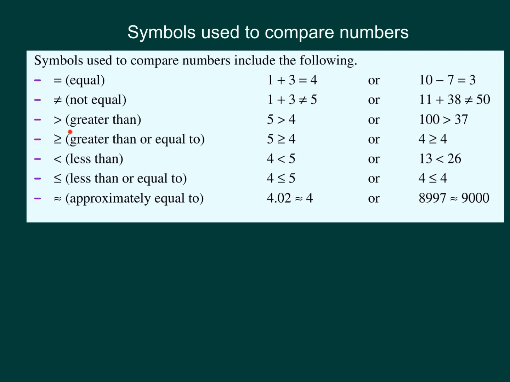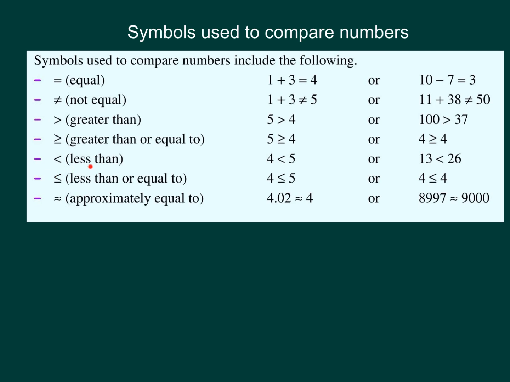This is the greater than sign. So 5 is greater than 4. This is greater than or equal to. Just remember that 5 is greater than or equal to 4. Okay, so 5 is definitely bigger than 4, and is or equal to 4.